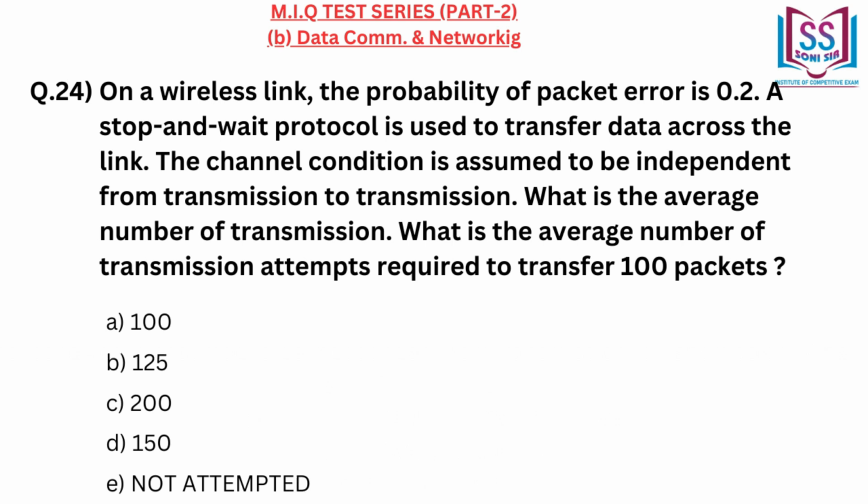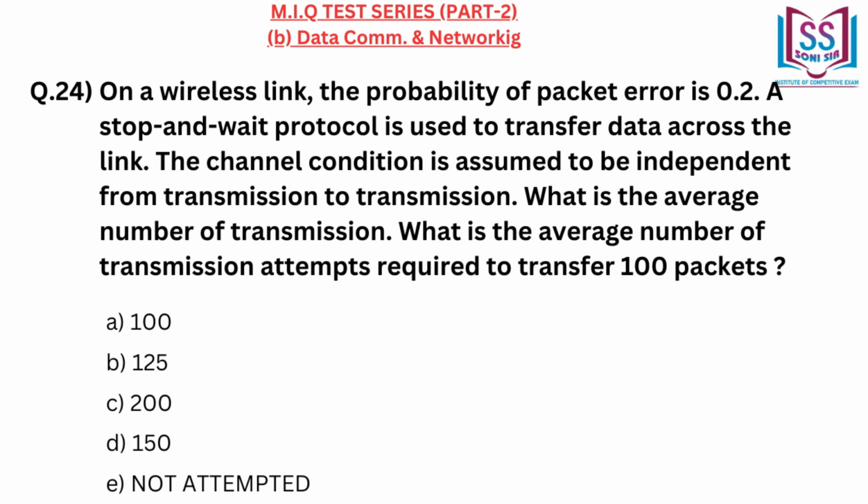On a wireless link, the probability of packet error is 0.2. A stop and wait protocol is used to transfer data across the link. The channel condition is assumed to be independent from transmission to transmission. What is the average number of transmission attempts required to transfer 100 packets? A. 100. B. 125. C. 200. D. 150.